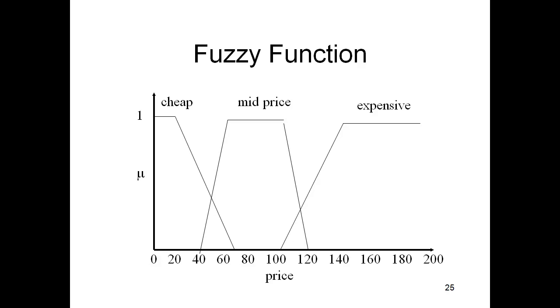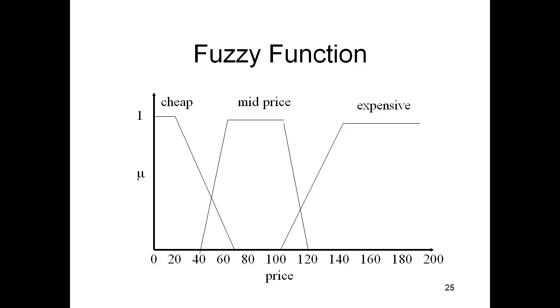So this hotel does not belong, or we cannot really say does not belong. It's a Boolean expression, a Boolean way to think. We say it has a membership value of 0 in the intersection between cheap and mid-price.